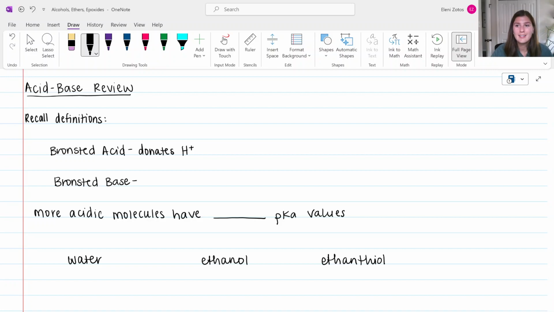A proton is a hydrogen without any electrons. So we can draw that as H+. We refer to it as a proton because a hydrogen atom, a neutral hydrogen atom, has one proton and one electron. If a hydrogen does not have any electrons, then all it is, is a proton. So a Bronsted acid donates a proton and then it accepts electrons.